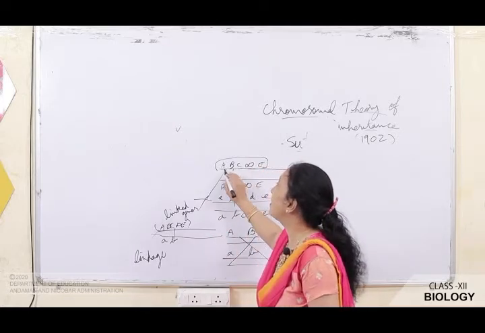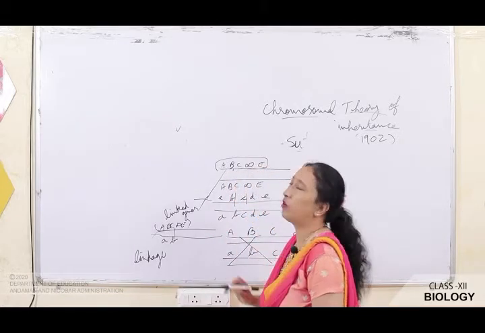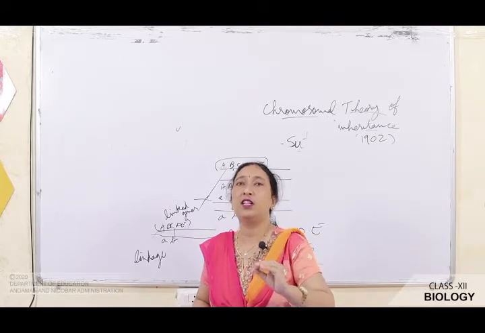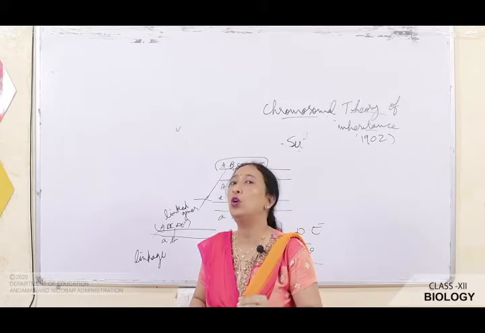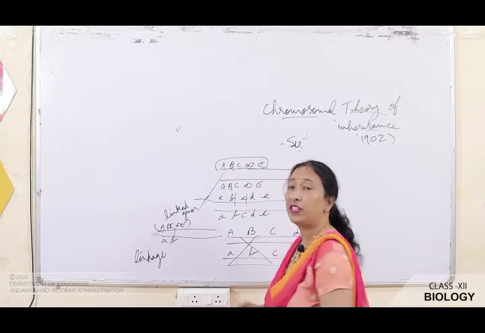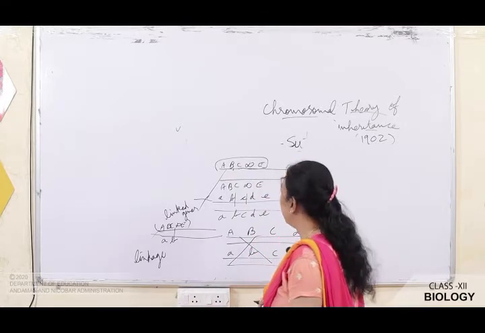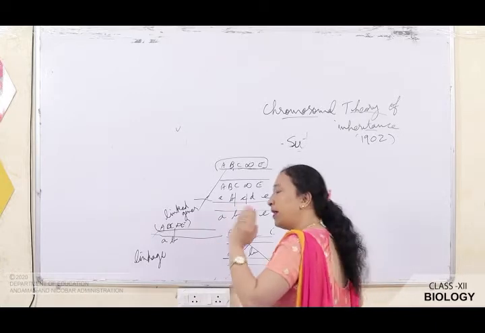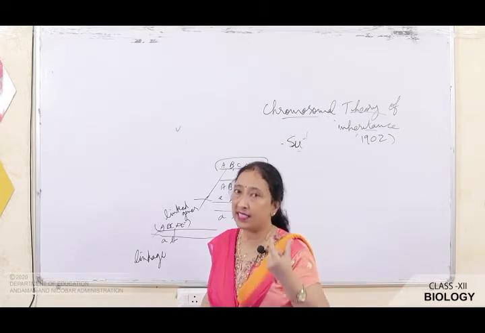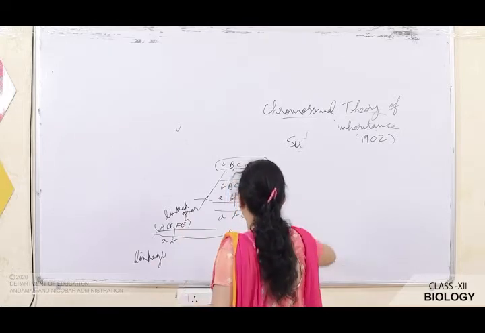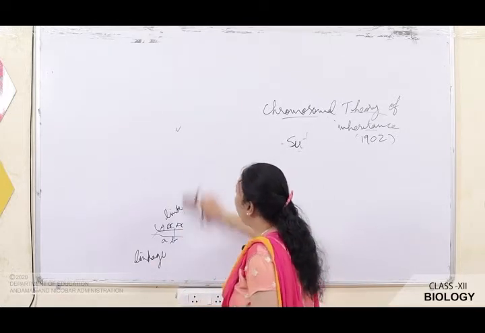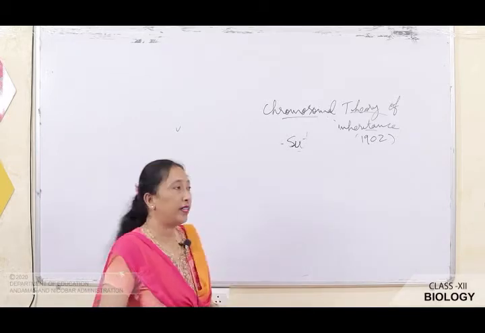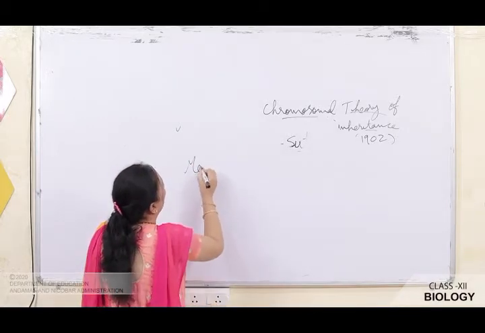But when the genes are located very close to each other in the chromosome, there is very little chance of any new recombination taking place, and hence the recombination rate is very low. So that is inversely proportional. If linkage is more, recombination rate is less. If linkage is less, recombination rate is more. That was given by Morgan.